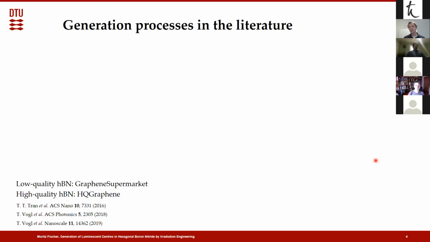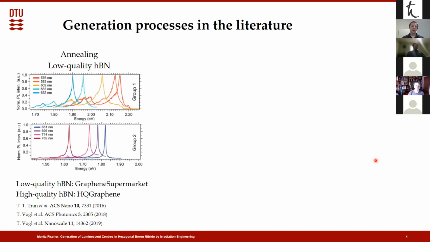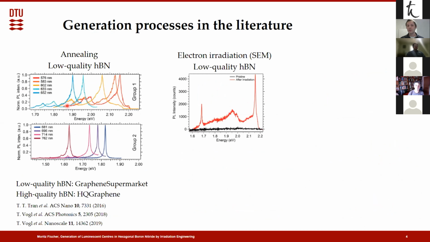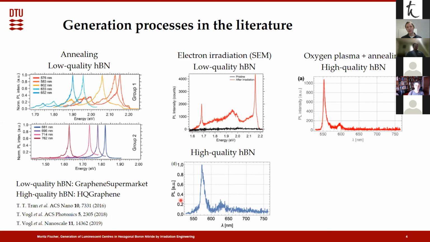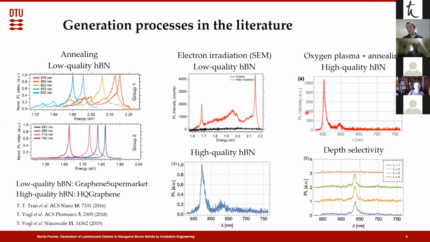And before I start with our generation process, I want to give you a few processes tried in the literature. So first and most common, I would say, is annealing of low quality hBN, which led to this large spread of optical properties here. Then people also tried electron irradiation, and they got spectra like shown here. This electron irradiation was also carried out on high quality hBN, so they also got luminescent centers. And then this high quality hBN was also used for a bit more complicated process, which is oxygen plasma followed by annealing. They found luminescent centers with a similar line shape as with SEM. And here, remarkably, they found a depth selective generation.